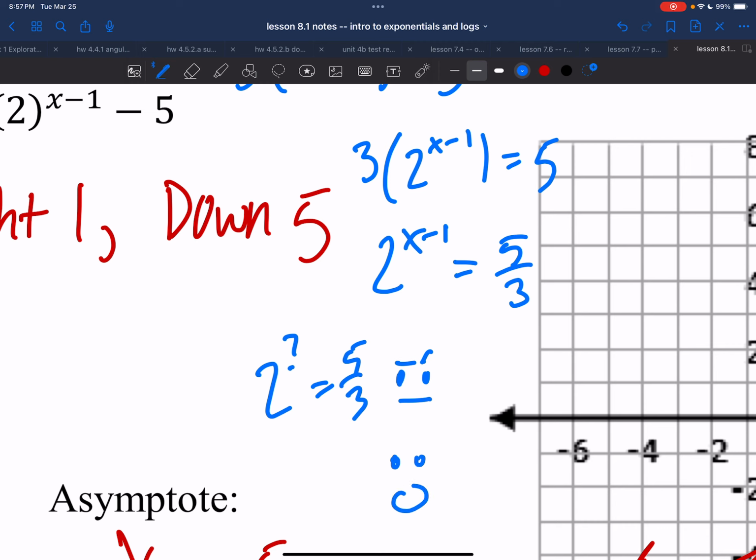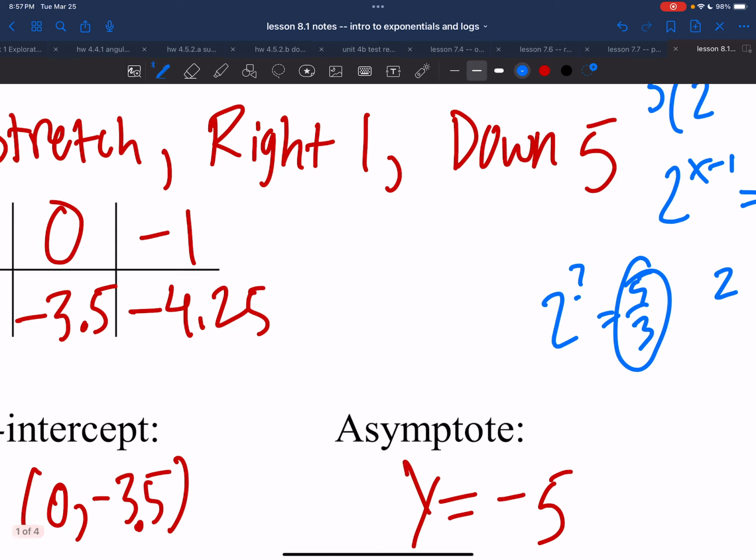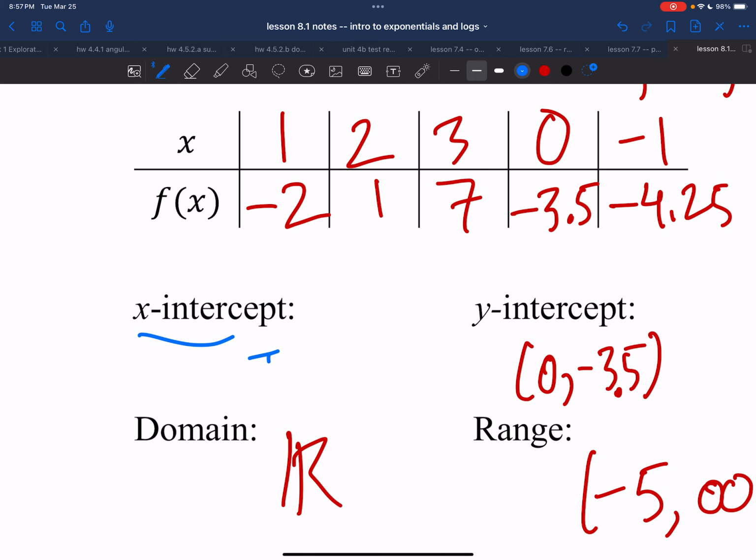I don't know what 2 to... No, there is... I don't know what power. I guess 1.6 something, right? Maybe 1.7 something. But when I say powers of 2, I think 2 and 4 and 8 and 16. I don't think about 5/3, right? So we're just going to say, I don't know.